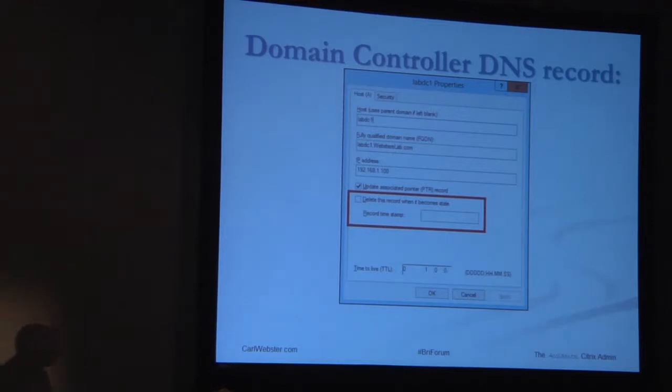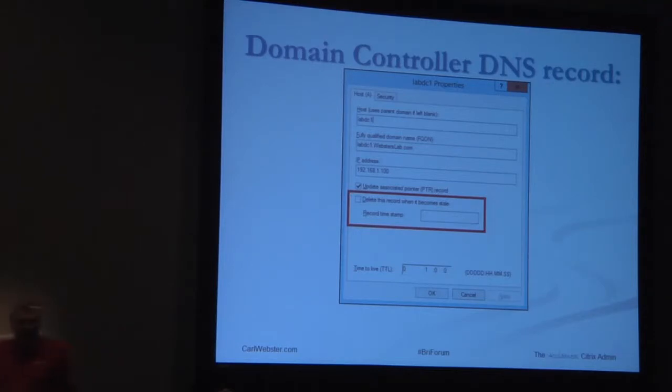Now, domain controllers. Domain controller DNS record. This is a computer with a static IP address that's dynamically registered in DNS. But domain controllers are special, very special, because you don't want anything of theirs in DNS screwed up. So they're treated differently. You'll see it's a computer with a static IP, but it's treated as a static DNS record. It does not get the checkbox delete this record. It does not get a record timestamp, and its time to live is 1 hour, which shows that it's actually a static DNS record.